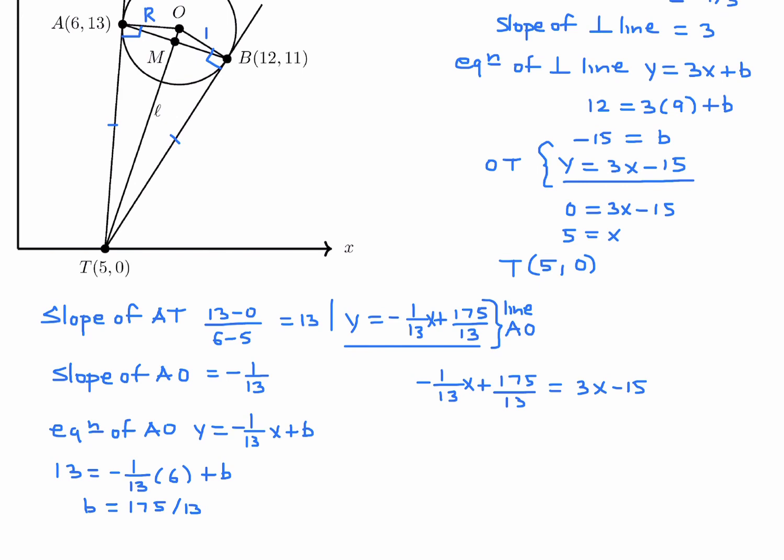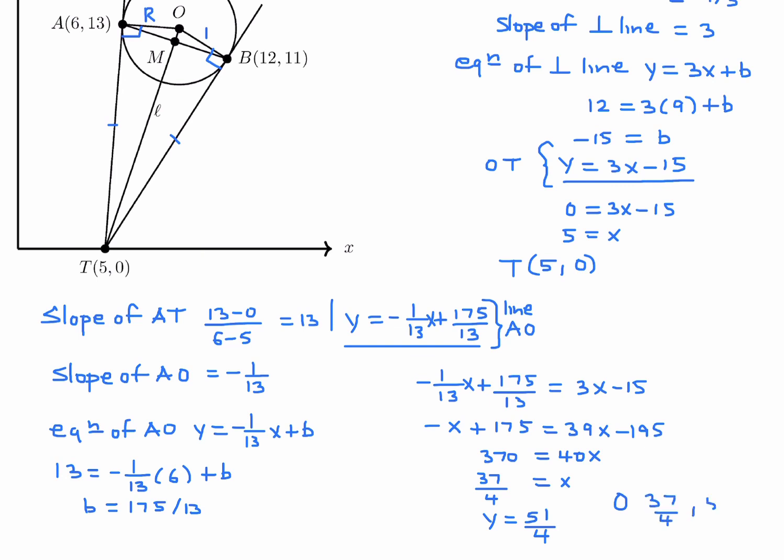And when you do this math, let's see here, multiply through by 13, and we get -x + 175 equal to 39x - 195. And therefore 40x is equal to 370. So x is equal to 37 over 4. Substitute that back into this. And when you do, you get a y value of 51 over 4. So the coordinates of O are (37/4, 51/4).